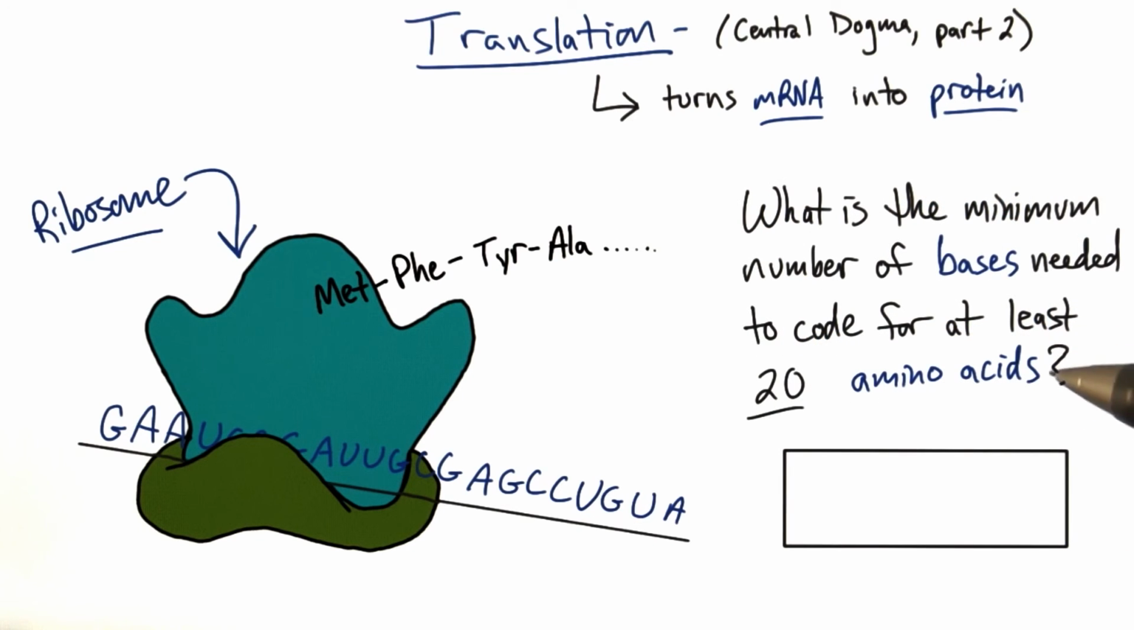So just extending that logic a little bit further, what's the minimum number of bases needed to have enough combinations to code for at least 20 amino acids? Go ahead and put the number that you think is best in this text box here.